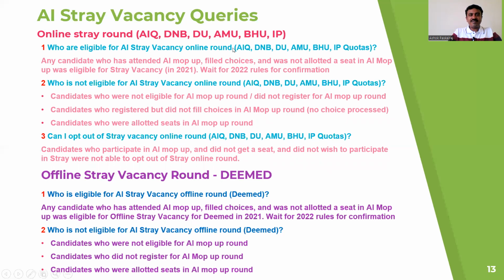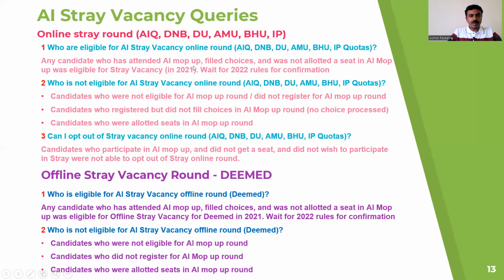One is the online stray vacancy round, for all India quota, DNB, DU quota, AMU, BHU, and IP quotas. The other one is the offline stray, which is for deemed universities. We'll come to the offline stray at a later point in time. Now we'll look at online stray. Who is eligible for the all India stray vacancy online round?